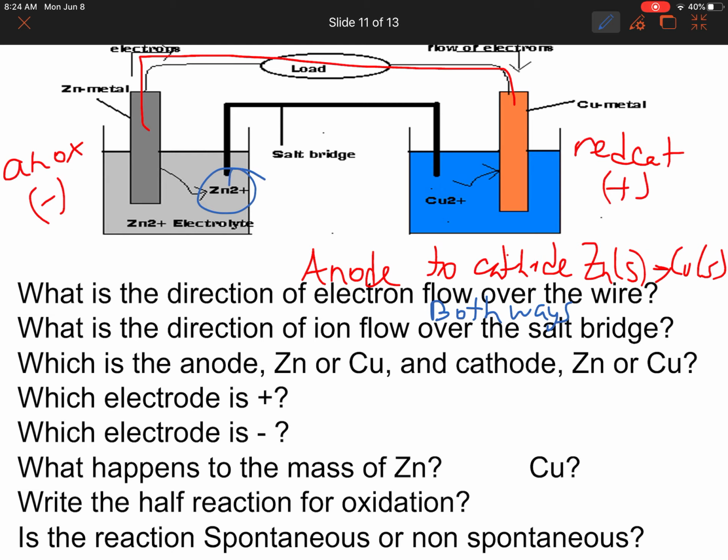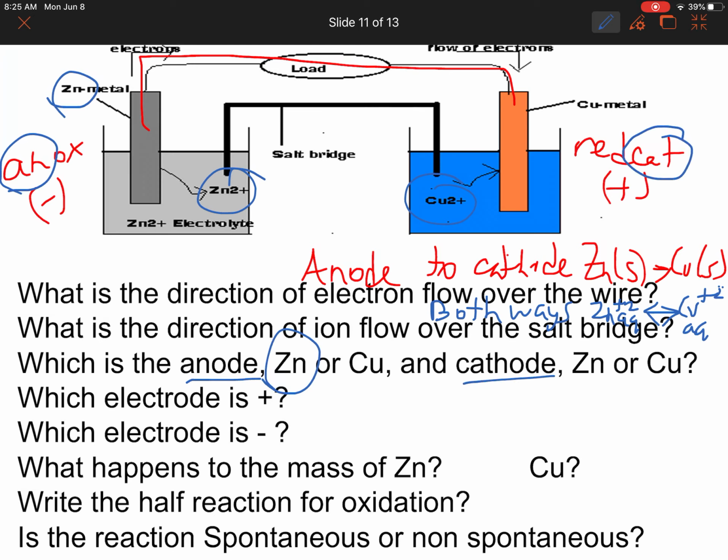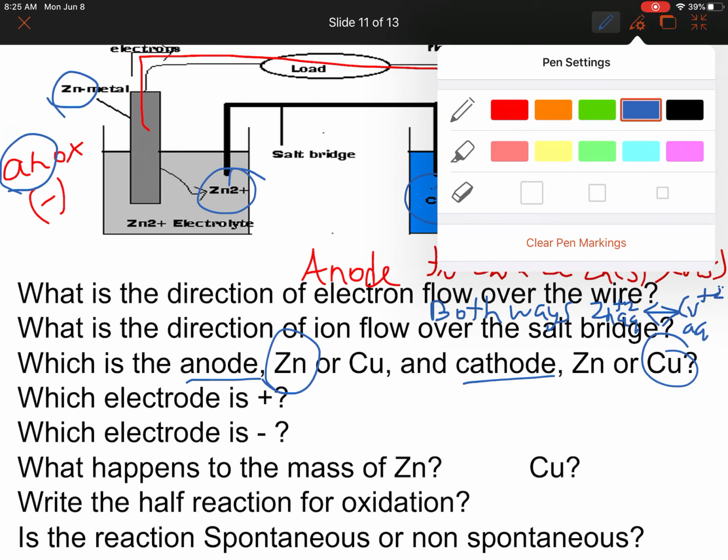Or you can say, because these are your two ions here, Zn plus 2, let's put a double arrow, aqueous, because this is in water, and Cu plus 2, aqueous. Which is the anode? Right here, it says An, and that's the same side as Zn, so Zn. Which is the cathode? Here's the cathode, and that's the metal Cu. Which electrode is positive? See, guys, this is why if you know which side is anode and which side is cathode, you know the answers.